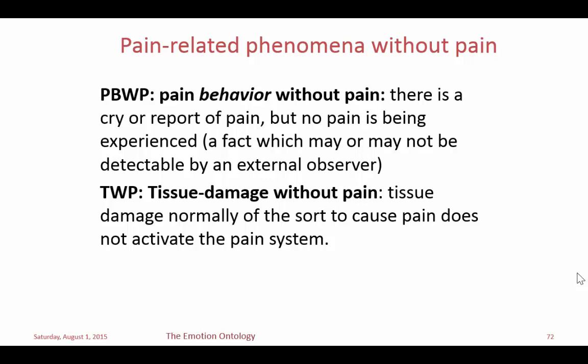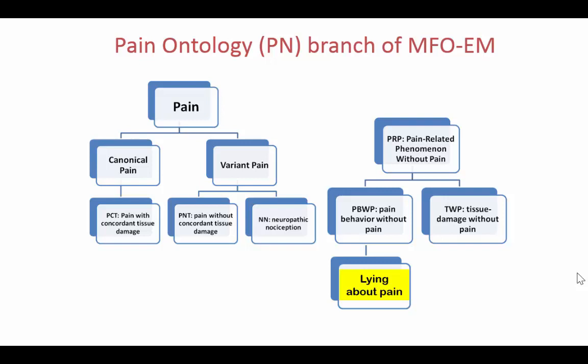The person who cries may think they have pain, but there is no pain. And then there is tissue damage without pain, where you should feel pain, but you don't, again, because there's something wrong with your nociceptive system. So this is the pain ontology branch of the emotion ontology. There is canonical pain, variant pain, pain-related phenomena without pain, pain behavior without pain, and tissue damage without pain. And then at the bottom here, there is lying about pain.